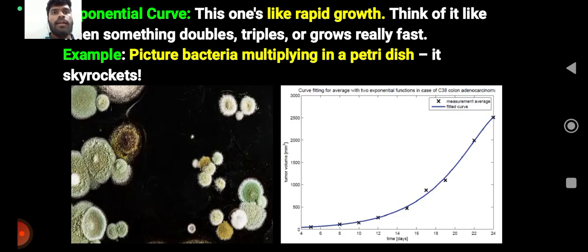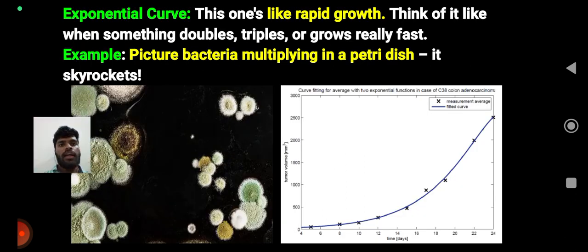Okay. And let us see the exponential curve. An exponential curve is nothing but a curve which grows very rapidly. That is, the slope is very high. In a small amount of time, the curve grows very rapidly. We can see this in bacteria multiplying in a petri dish. I have given a diagram of the bacteria where it multiplies very rapidly. This is one of the examples of the exponential curve.